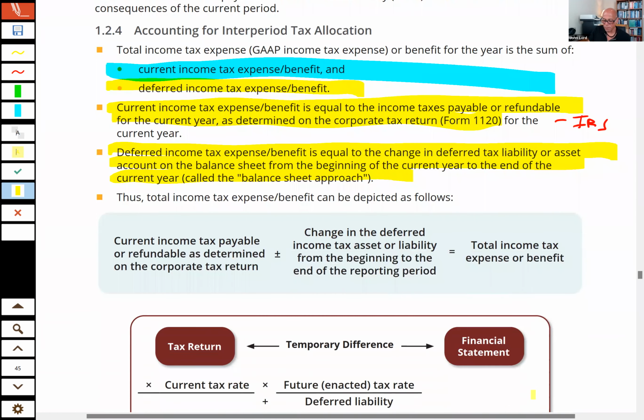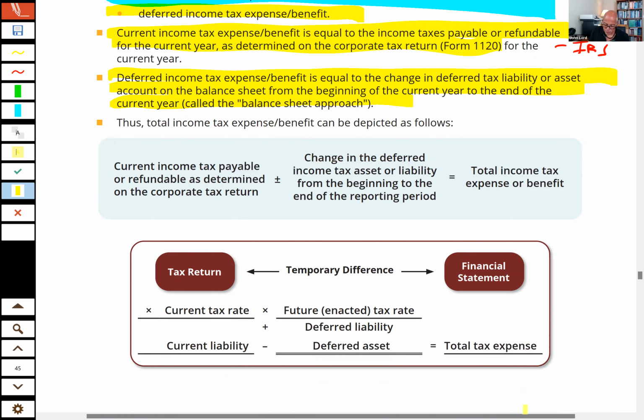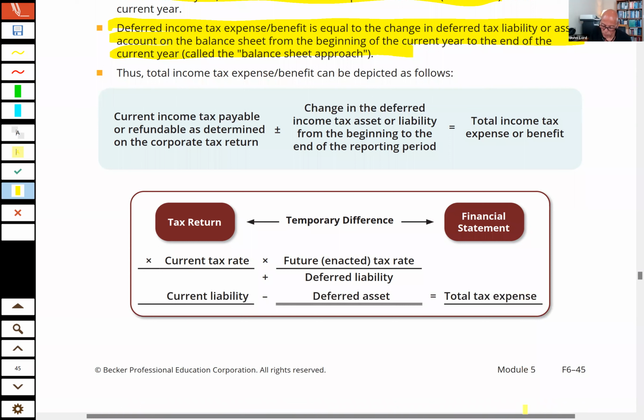Now, there are very few questions that actually have you doing that part. But let's just take a look at this table. We have the current tax rate, and we multiply that times our taxable income on the tax return. That's the current liability, the amount that's going to the IRS. Then we'll look at the temporary differences.